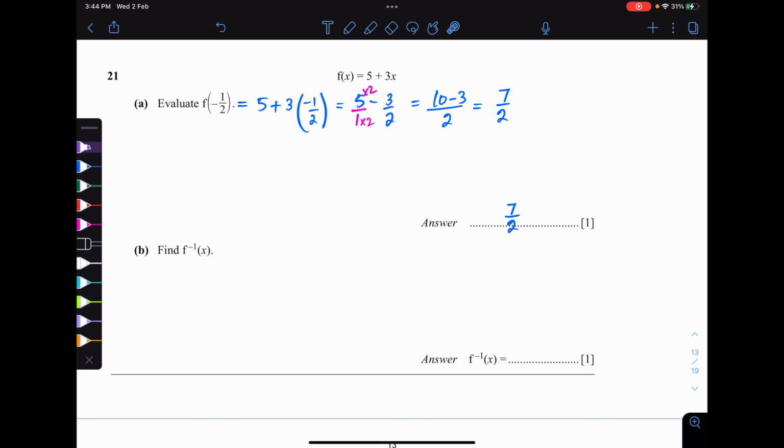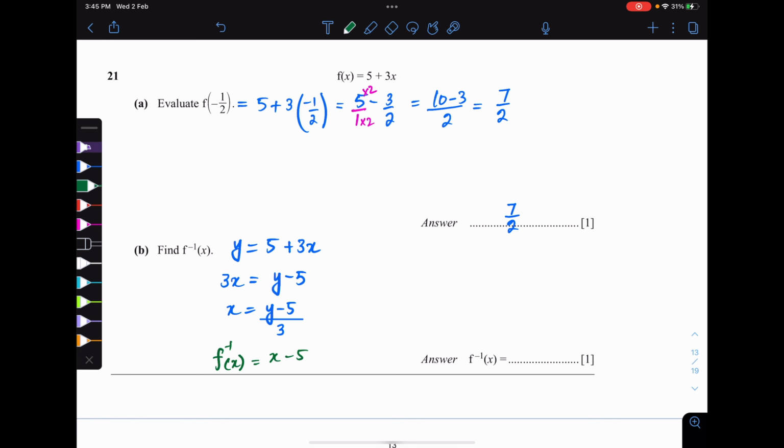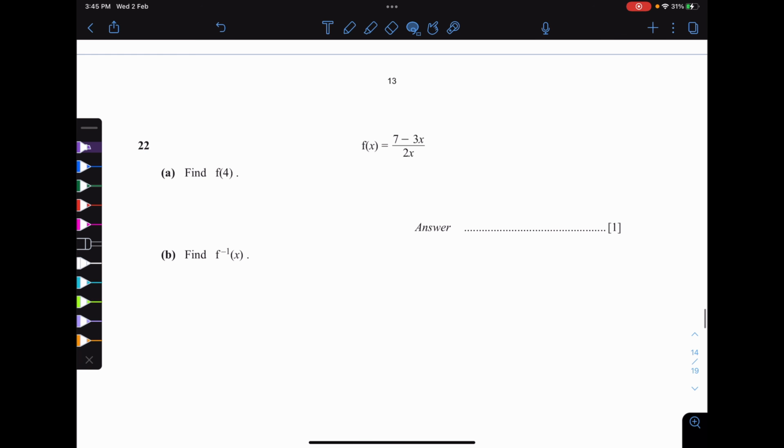Find f inverse of x. Now, for f inverse of x, we're going to put y is equal to 5 plus 3x. Now to make x the subject, 3x is equal to y minus 5 and x is equal to y minus 5 over 3. And now for the final substitution, f inverse of x is equal to x minus 5 divided by 3. So this is your final answer, x minus 5 divided by 3. You do not need to worry about whether you place the whole answer above the dotted line, or you can use the dotted line as the middle fraction as well.